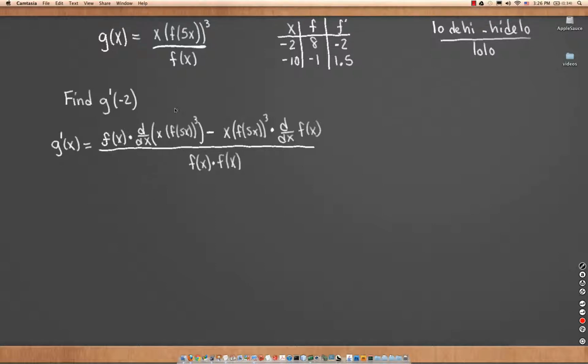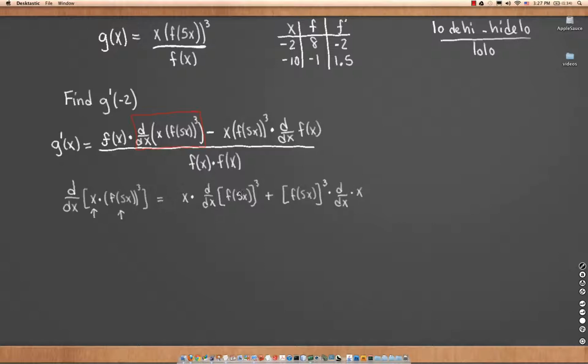Now I'm going to take this part right here and do this individually. So let's do that together. If I take the derivative with respect to x of x times f of 5x cubed, then I have to use the product rule: first times the derivative of the second. So this becomes x times the derivative of the second, which is f of 5x cubed, plus the second times the derivative of the first, f of 5x cubed times the derivative of x.